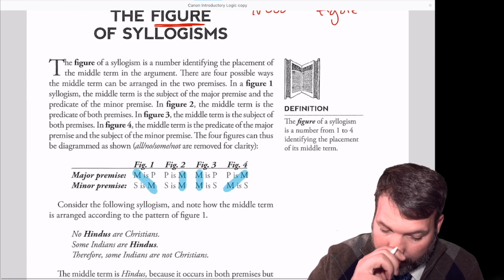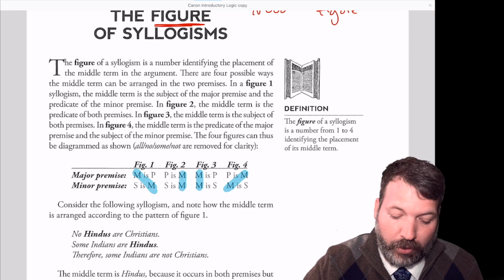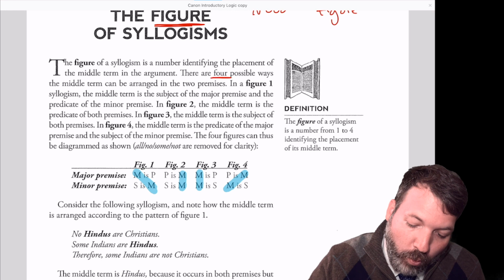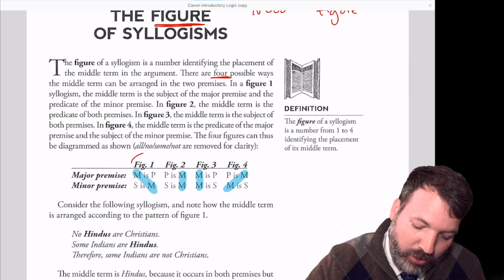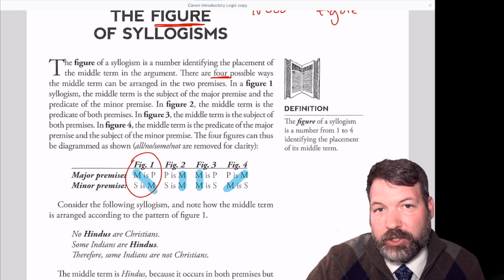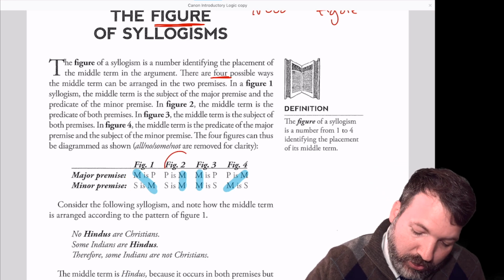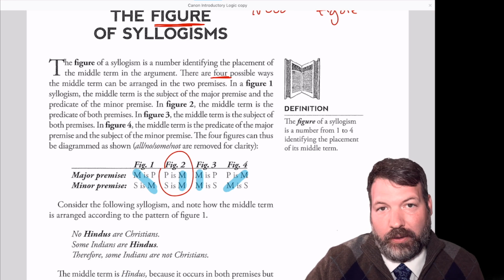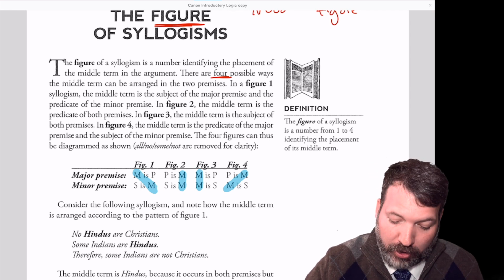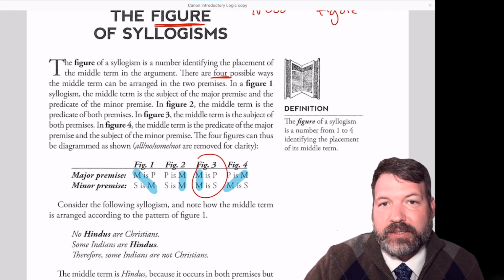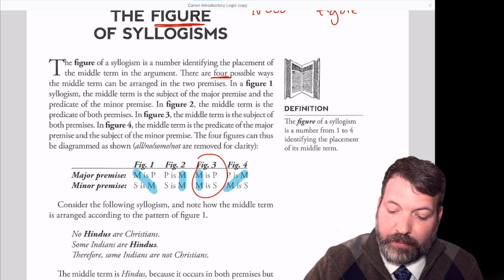So let's go ahead and read here. The figure of a syllogism is a number identifying the placement of the middle term in an argument. There are 4 possible ways the middle term can be arranged in our 2 premises. Figure 1 has the middle term as the subject of the major premise and then the predicate of the minor premise. Figure 2 has the middle term second both times. That's how I remember it. It's the predicate of both the major premise and the minor premise. Figure 3 has the middle term first both times. It's the subject of both the major premise and the minor premise.